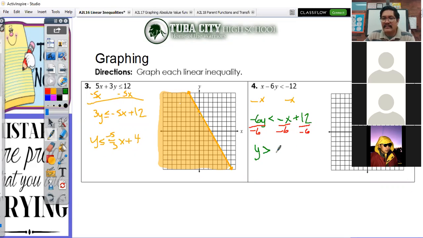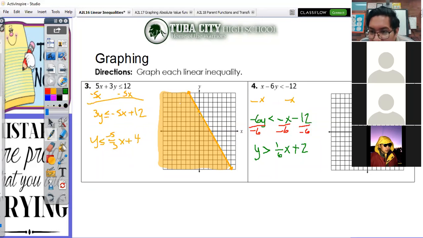So y is greater than now, 1/6x minus 2, because it's a negative. Or, oh, wait a minute. No, I switched it before. I kind of knew it was supposed to be that, but somehow I missed it. I must have just not written it. It's supposed to be a minus here, but somehow when I wrote it here, I must have mentally already taken the negative out. In the meanwhile, it looks like we're done with that one.